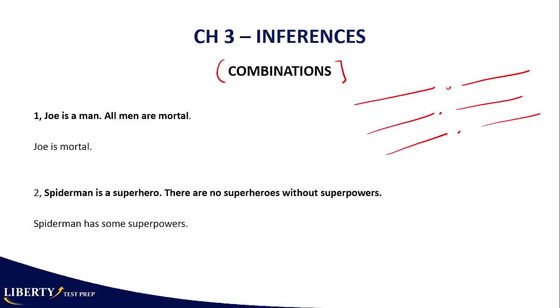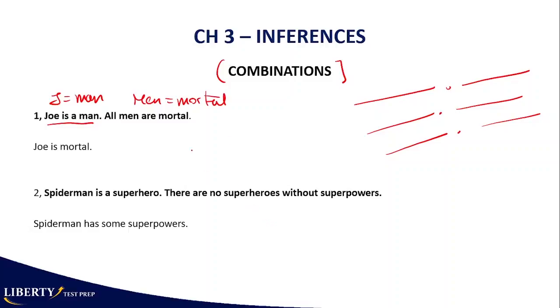Let's say you have 6 sentences. So if you combine some of them, then you're going to get some inferences. For example, number 1: Joe is a man. All men are mortal. So Joe equals man, and man equals mortal.